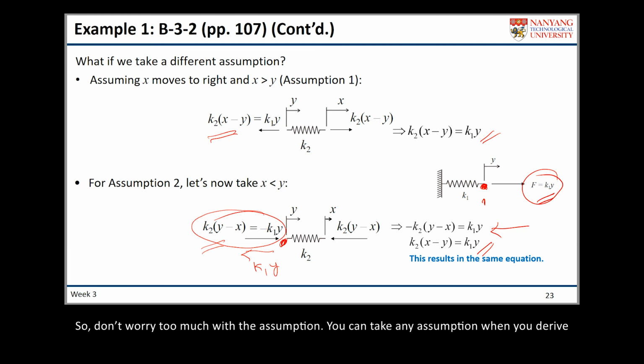So don't worry too much about the assumption. You can take any assumption when you derive the model. The main thing that you have to keep in mind is that you have to be consistent with your assumption from the beginning till the end. So again, don't worry too much about the assumption. You just take any arbitrary assumption. As long as you are consistent with your assumption, you will have the same result at the end.